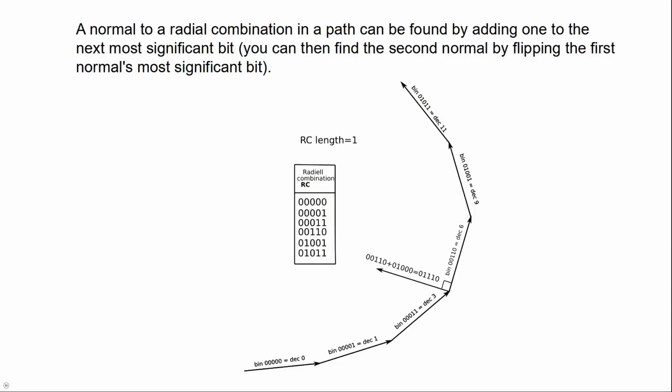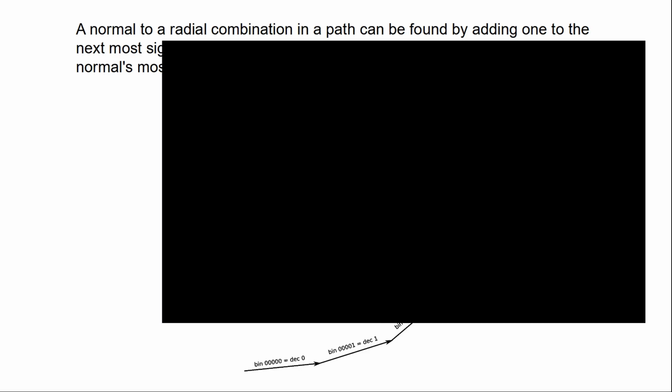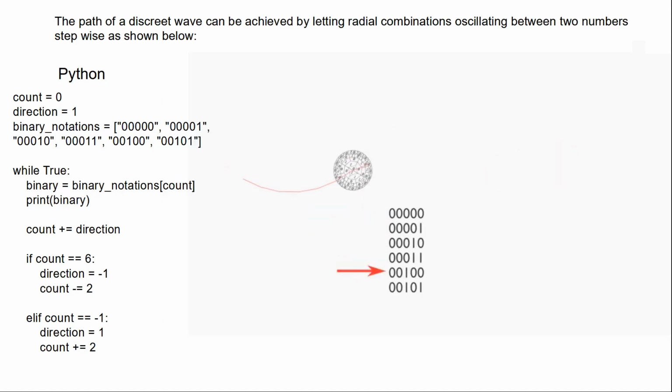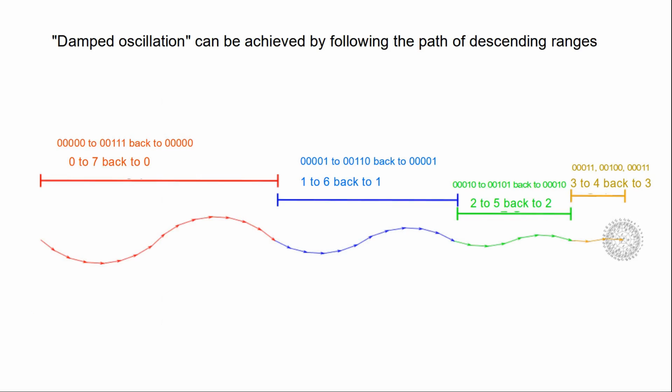A normal to a radial combination in a path can be found by adding 1 to the next most significant bit. You can then find the second normal by flipping the first normal's most significant bit. The path of a discrete wave can be achieved by letting radial combinations oscillate between 2 numbers stepwise as shown below. Damped oscillation can be achieved by following the path of descending ranges.